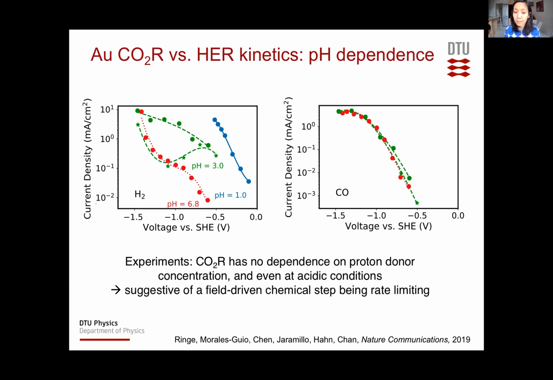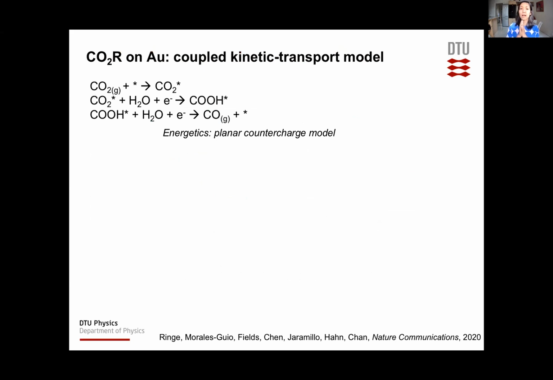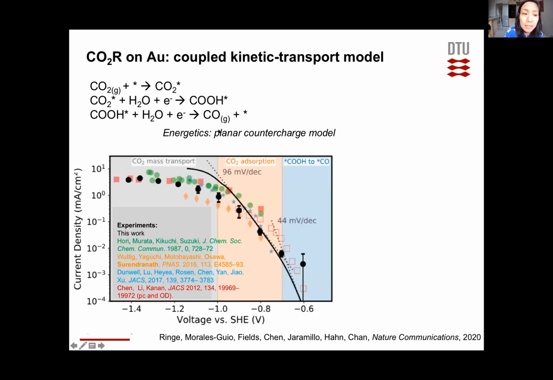Instead, it suggests a field-driven chemical step being rate limiting, and this is consistent with our model results as well. On the basis of the planar countercharge model of the energetics, we have developed a corresponding coupled kinetic transport model, accounting for buffer equilibria, diffusion, and migration, and so forth, for this mechanism of CO2 reduction to CO. It undergoes two proton-electron transfers, as we can see here. And this is the main result that we get in comparison to area normalized experimental activities.